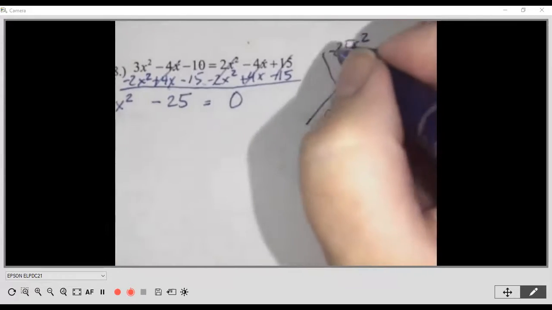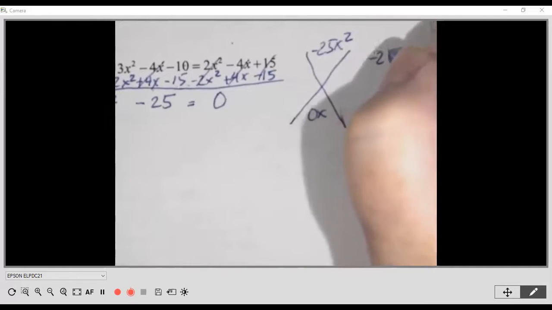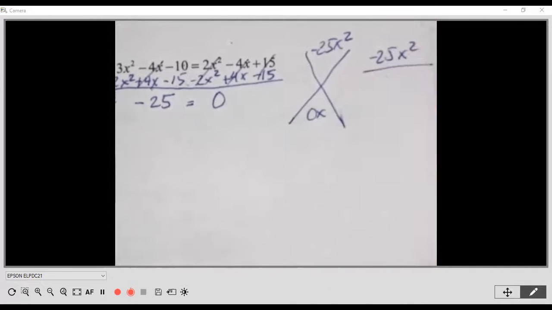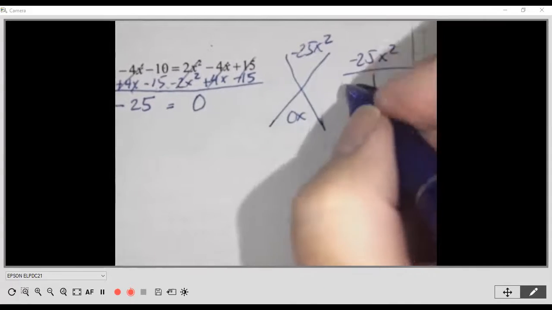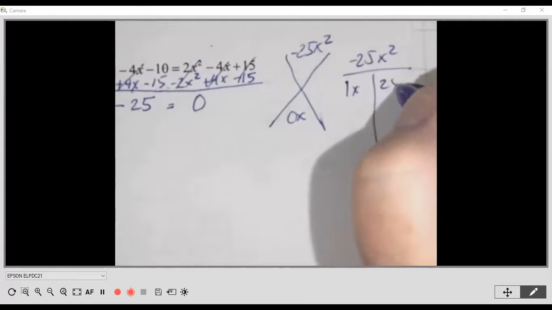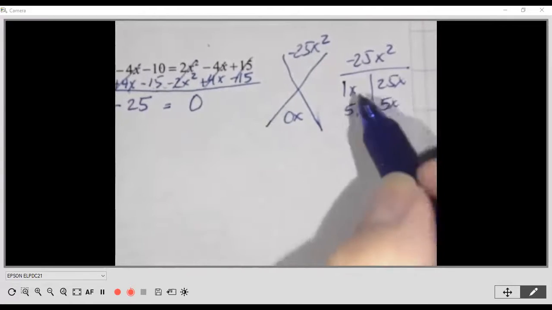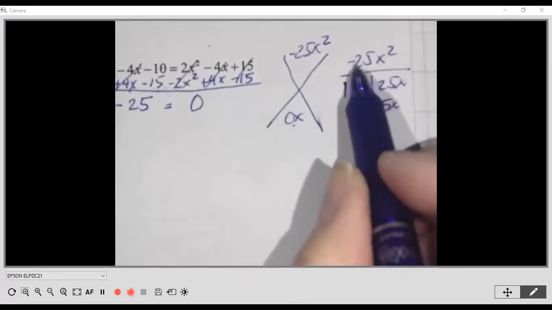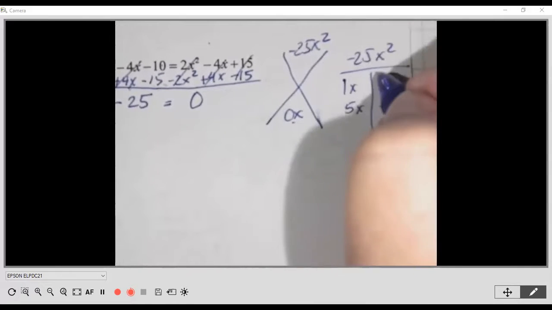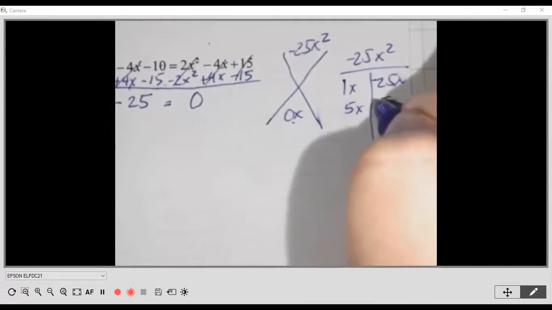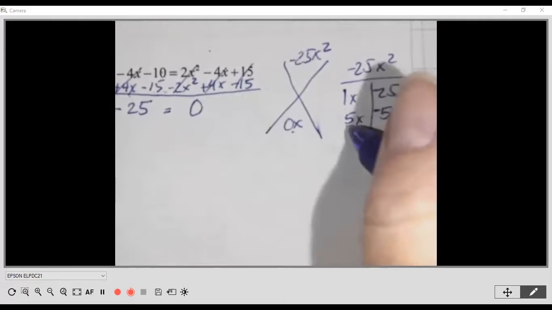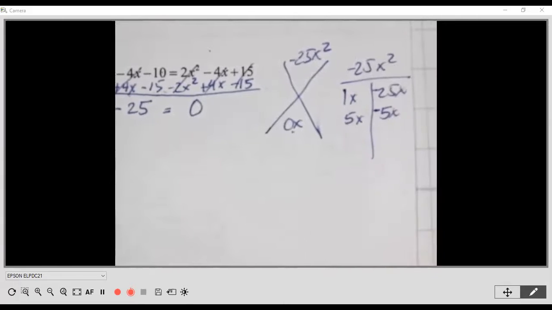Okay, so let's look at our factors of negative 25x squared. I can have 1x and 25x, or 5x and 5x, to add up to 0 and multiply to a negative. Okay, just one of them has to be negative. It'll be plus 5x and minus 5x.